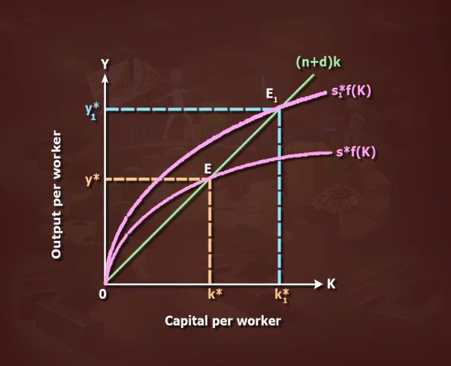When the saving rate increases from s to s1 with no change in the growth rate of labor force n, the capital per worker will continue to rise to k1 star, which will raise output per worker to y1, and so will the growth rate of output increase.